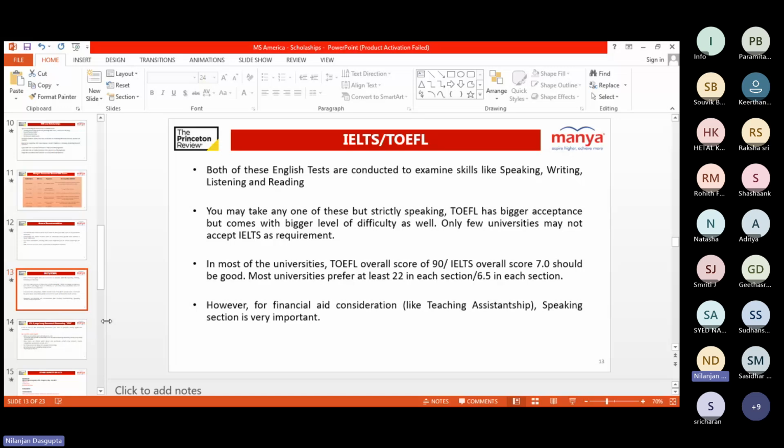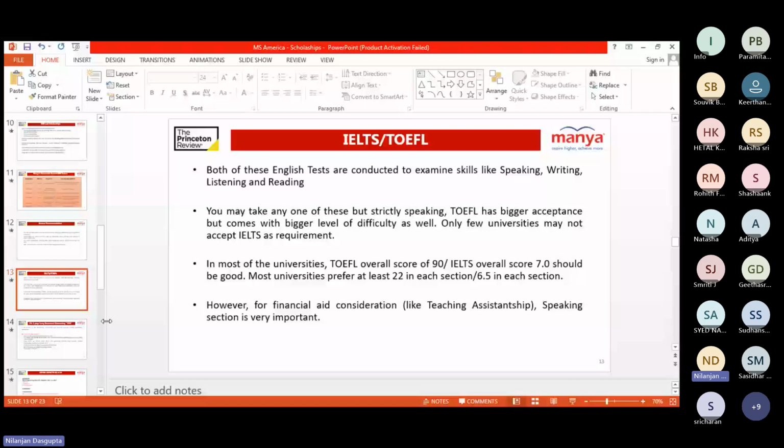For IELTS, 9 is the total marks that you can get for each and every band or each and every skill. Out of 9, like TOEFL, here also speaking is particularly important. Out of 9, if you get 7.5 and above, you're a good candidate even for a teaching assistantship, and that will put you in a better position as far as teaching assistantship is considered, if you get a good speaking score. And I don't think it is too difficult, because I have seen many students getting 27 or 28 out of 30, but it requires practice, or 7.5 or 8 out of 9 in speaking.